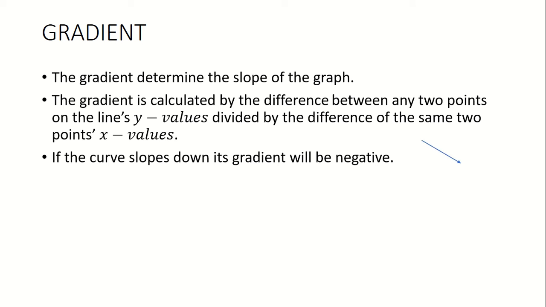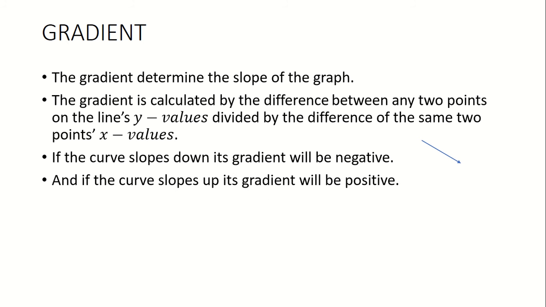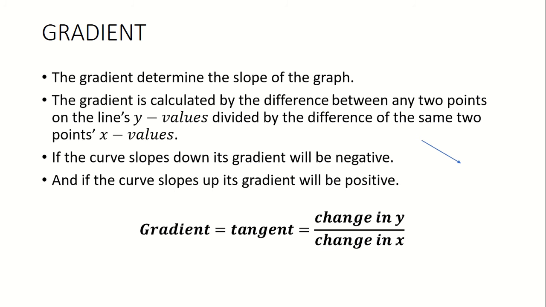That's how your straight line will be sloping down, and if the curve slopes up, the gradient will be positive. This is how we calculate the gradient. It is always change in y divided by change in x, and that's how your graph will slope up. If your straight line graph looks like that, it'll have a positive gradient.